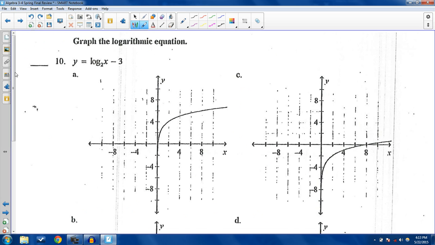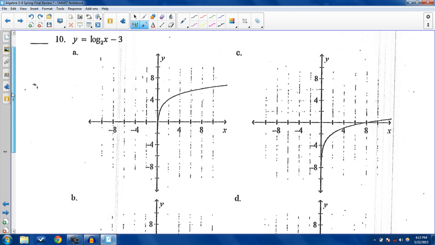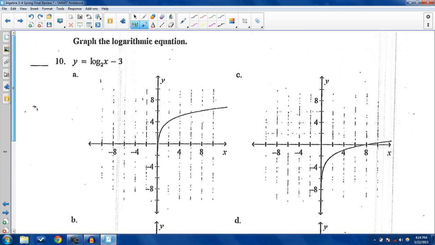Number 10, graph the logarithmic equation. Okay, if there are ways that you're going to graph this, one way you could always do is a table. So if you'd like to graph using a table, go ahead, knock yourself out, plug in values for x and y, and figure out what you get.